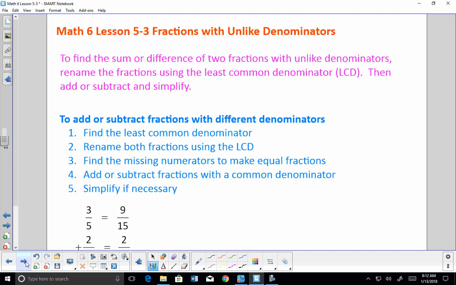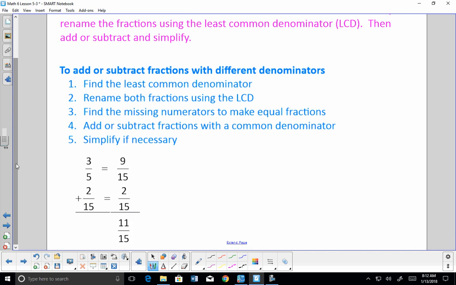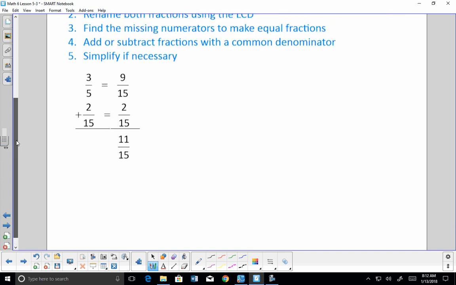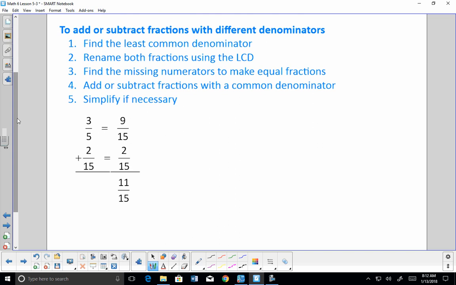So, to add or subtract fractions with different denominators, the first thing you're going to do is find the least common denominator. Then rename both fractions using the least common denominator. Find your missing numerators to make your fractions equal. Add or subtract the fractions with a common denominator, and then simplify if necessary.